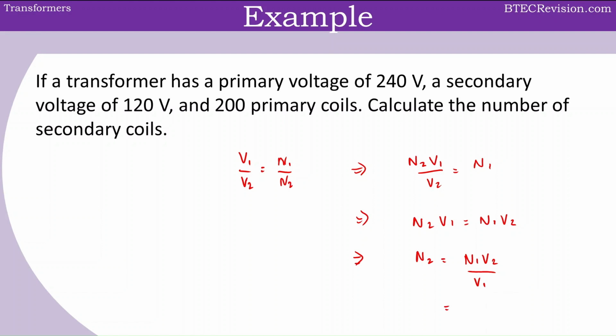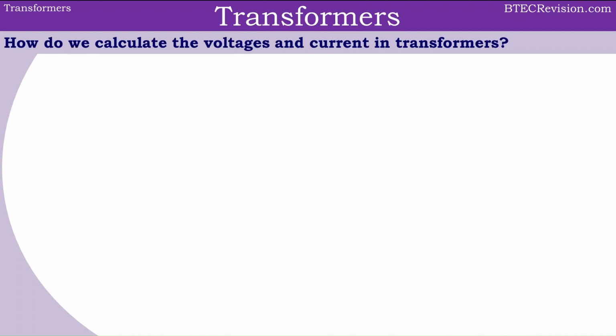N1 is the number of coils in the primary, which is 200, times V2, so the secondary voltage, that's 120, divided by the primary voltage, which is 240. And that's going to give you a value of 100 turns. Next, we can take a look at how voltage and current are related.